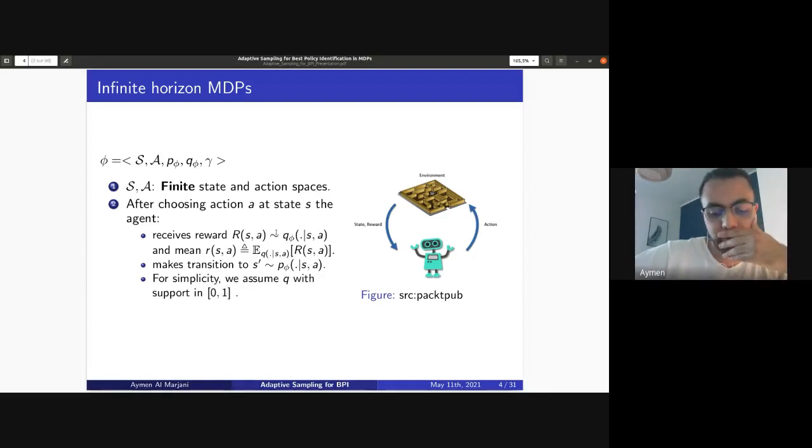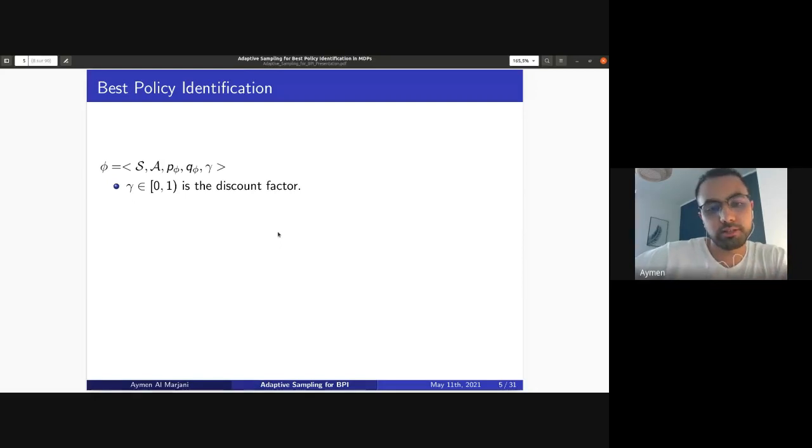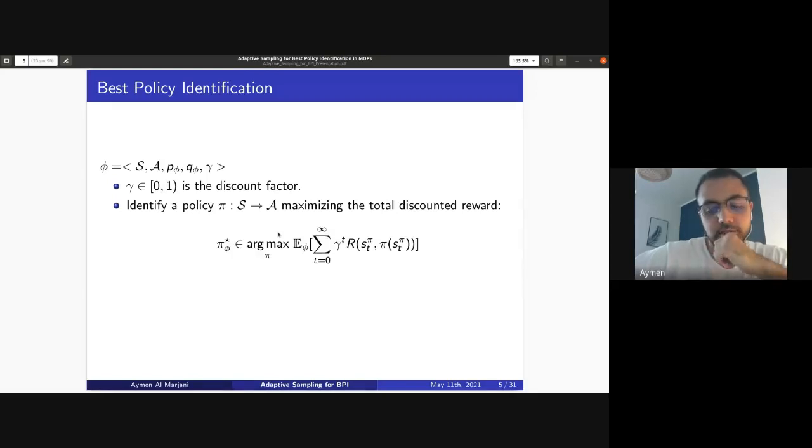For simplicity, we will assume that Q has support in [0, 1]. In other words, the rewards are normalized, and I think this is a standard assumption, so it should not surprise anyone. Finally, gamma is the discount factor. And we seek to identify a deterministic policy that maximizes the total discounted reward that goes here. So pi star is simply the policy that maximizes the sum of discounted rewards, and the expectation here is taken with respect to the randomness induced by P and Q, the transition and reward kernels.